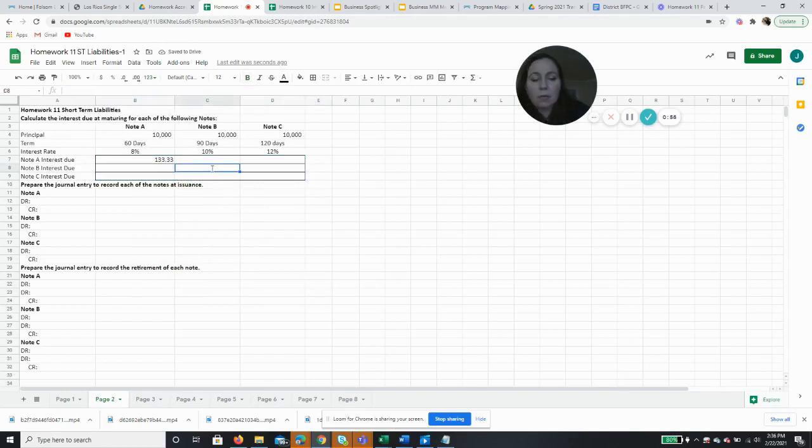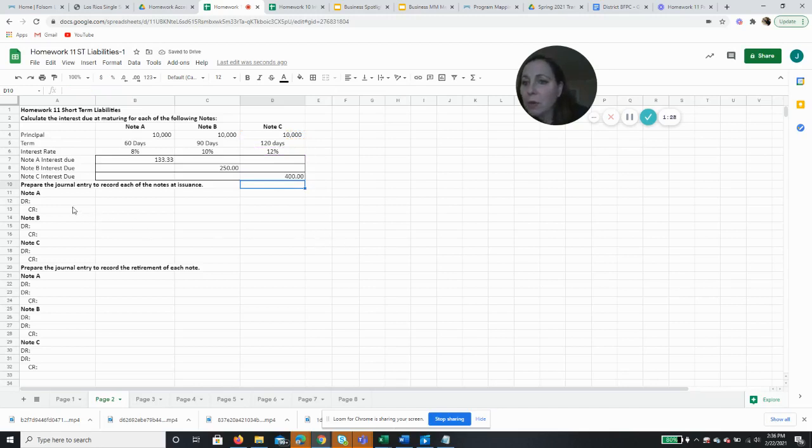Note B is going to be principal of $10,000 times the interest rate of 10% times 90 days divided by 360 days, or $250. Note C is going to be principal of $10,000 times the interest rate of 12%, or 0.12, times 120 days divided by 360 days, or $400.